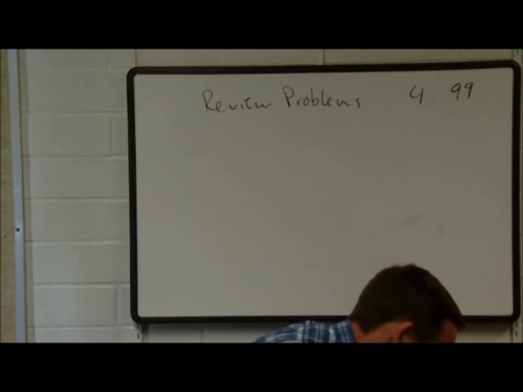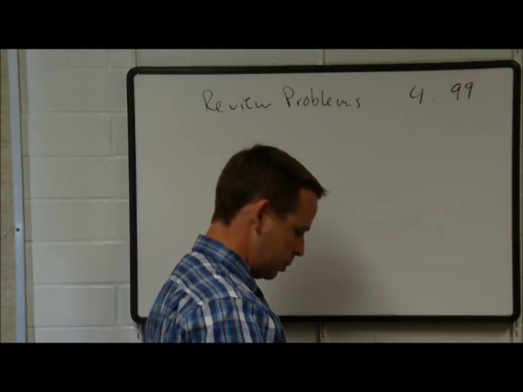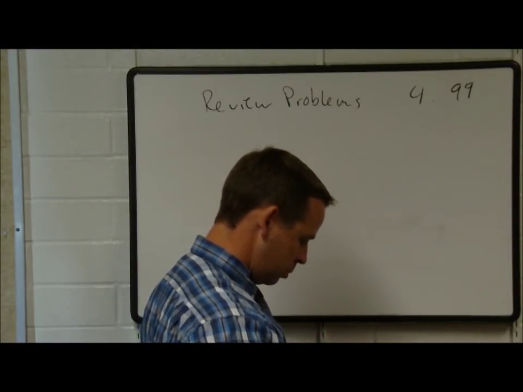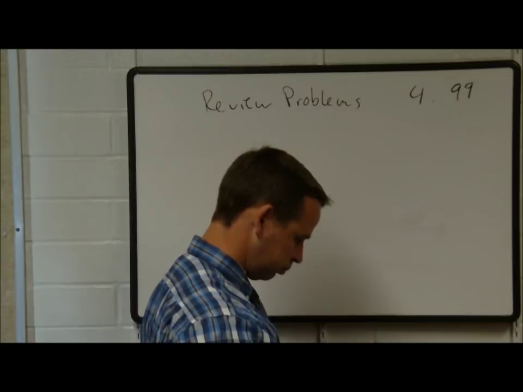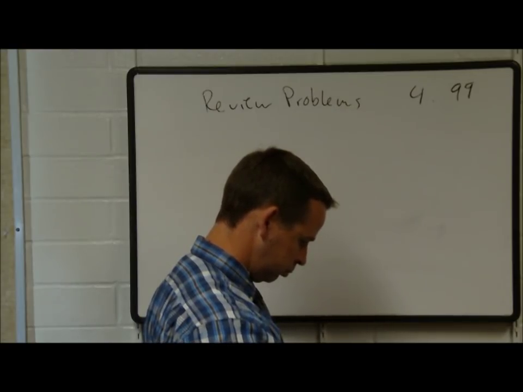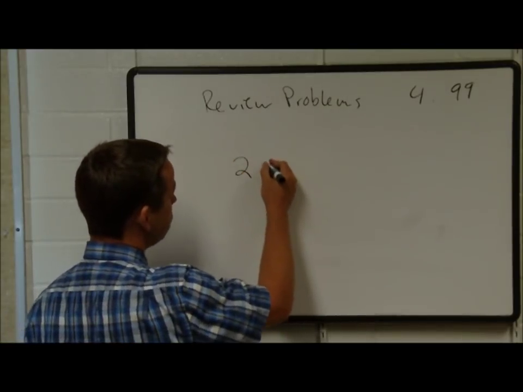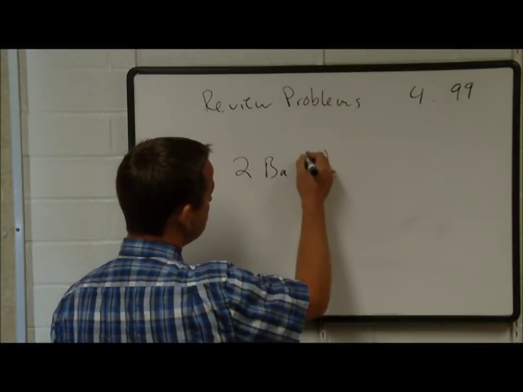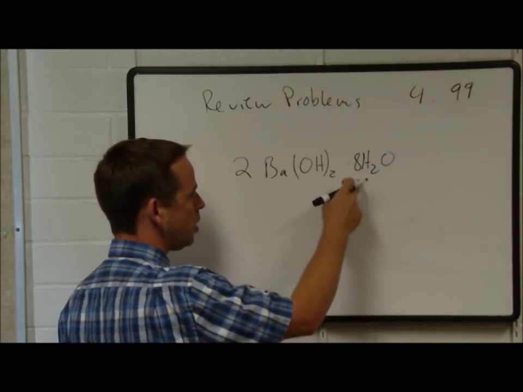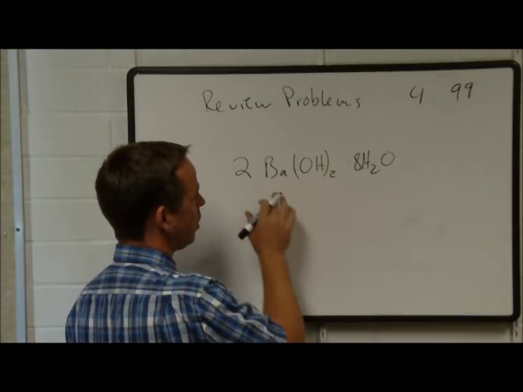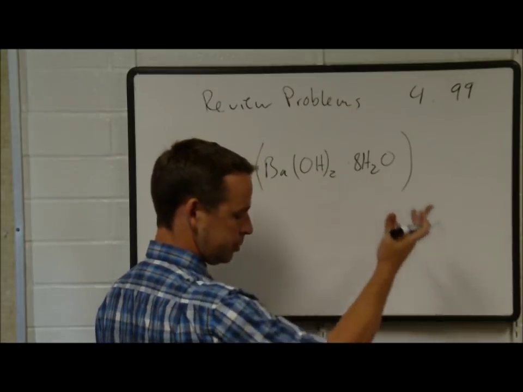The balanced chemical equation contains the term Ba(OH)2·8H2O. How many atoms of each element does this represent in the molecular view? How many moles of each element does this represent in the laboratory scale? Oh, I think what they're trying to say is 2 Ba(OH)2·8H2O. So this is barium hydroxide octahydrate, right? And we have 2 of these. So this means we have 2 moles of barium hydroxide, 16 moles of water, right?